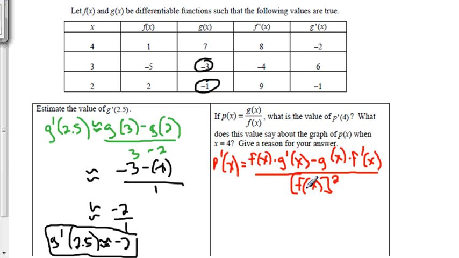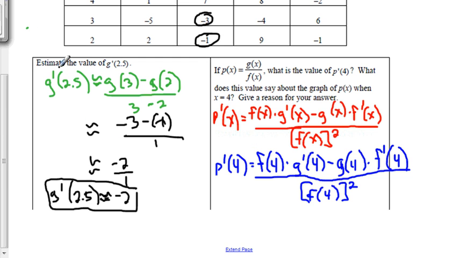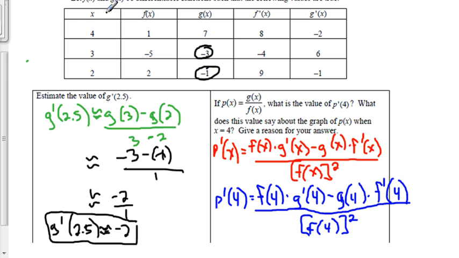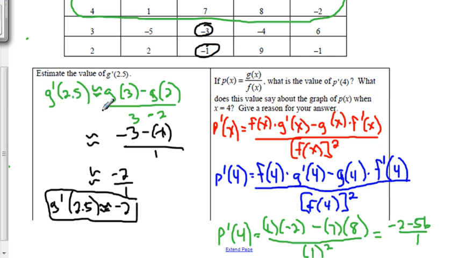So taking the derivative, we get ho d-hi minus hi d-ho over ho-ho. And now I'm going to put in x equal 4. Okay, and now using the table, all of these values up here will fit into one of those values using the quotient rule. So let's put those values in, and we get negative 2 minus 56 over 1, which is negative 58.